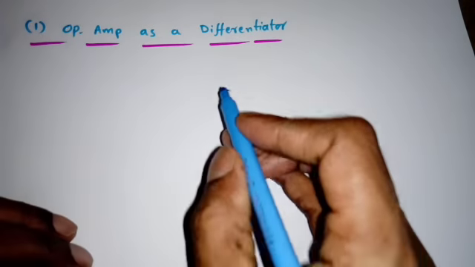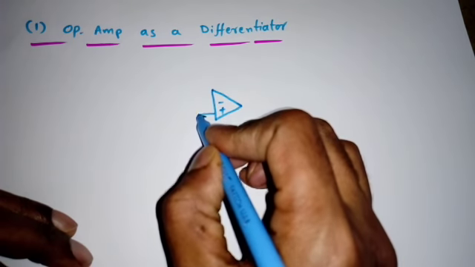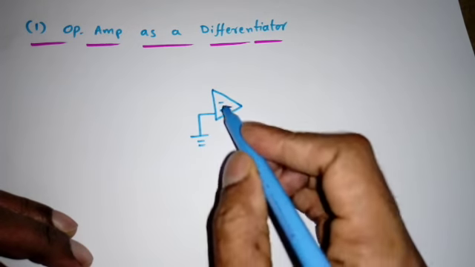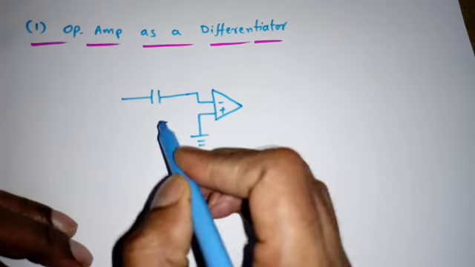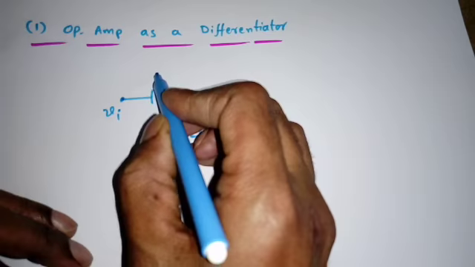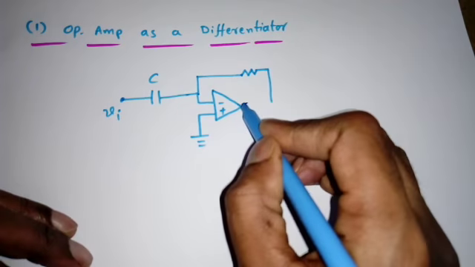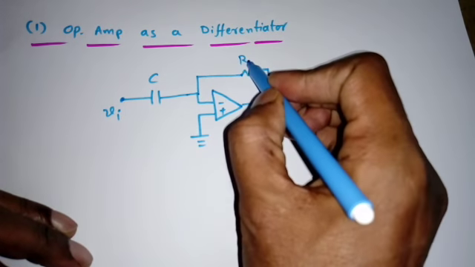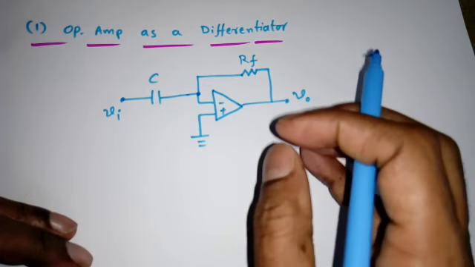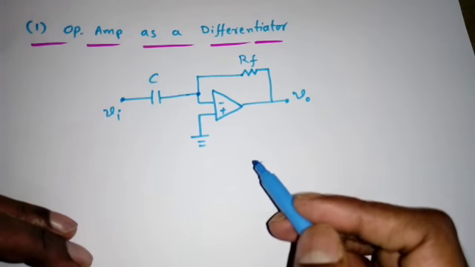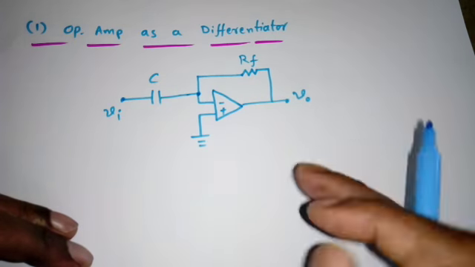If I want a differentiator, I will take the operational amplifier like this. I am using inverting configuration, that means the non-inverting terminal will be connected to ground. I include a capacitor at the inverting terminal, and this is the input terminal, this is the input voltage, this is the capacitor, and I am using the feedback resistor as it is. This is the V0 and this is the RF, right? Now how can we say that this is a differentiator? For that we have to do analysis and find the output voltage. Once we get the output voltage, then we can tell whether it is a differentiator or integrator.